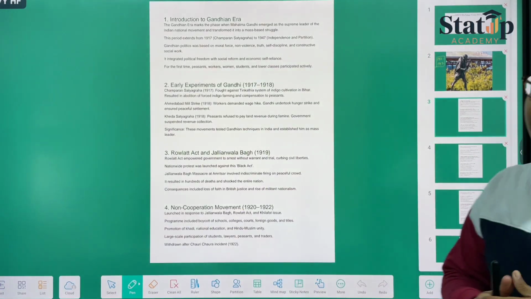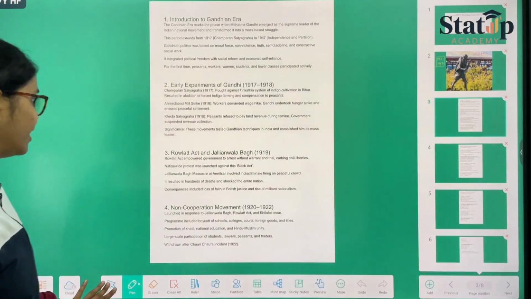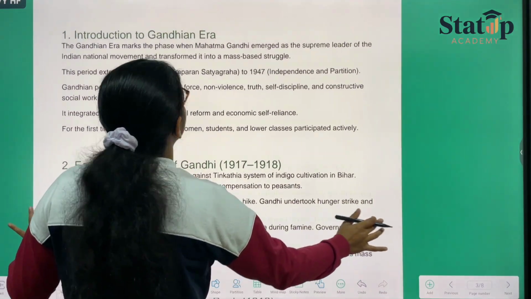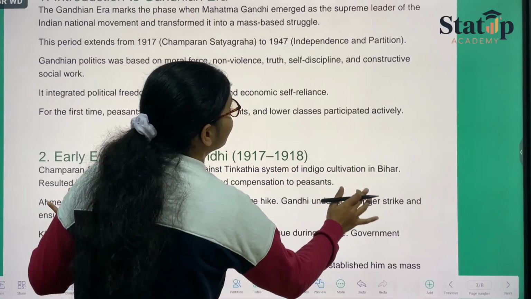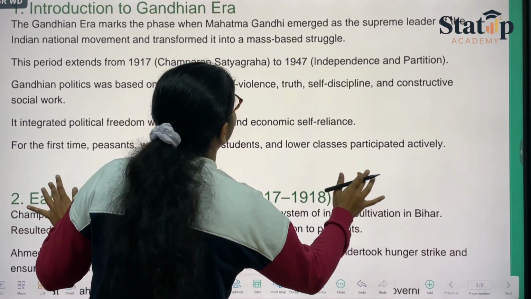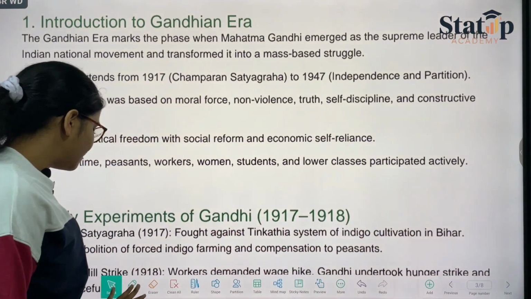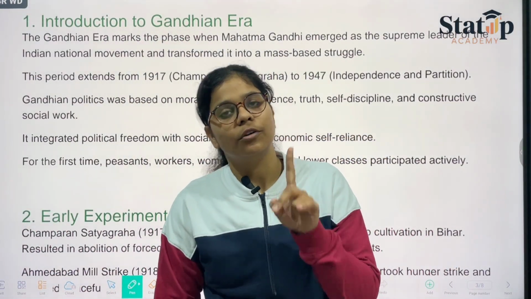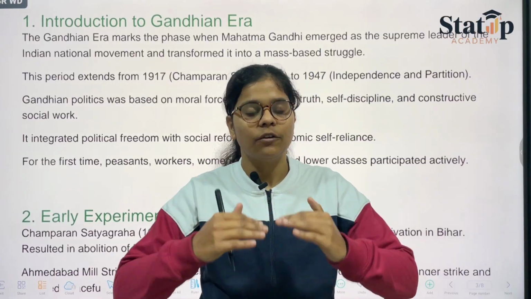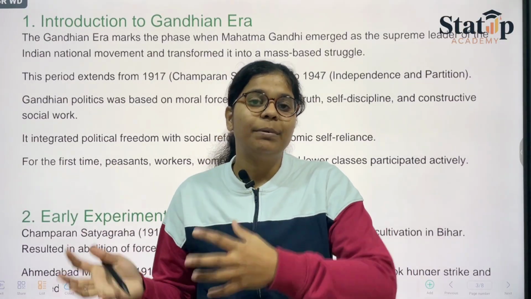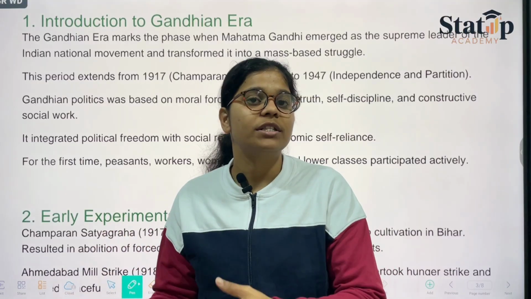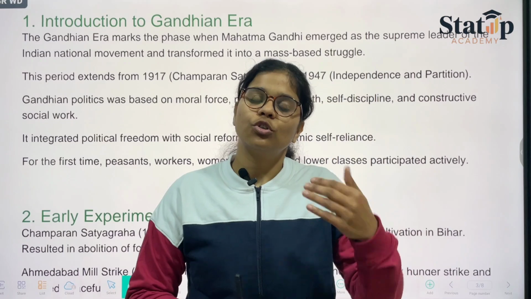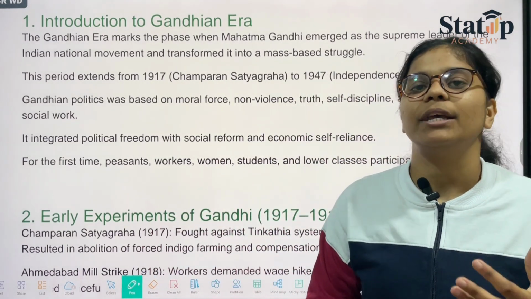Main topic starts with the introduction. What is basically the Gandhian era? It is nothing but the stage when Mahatma Gandhi came to India and he became a supreme leader. How did Mahatma Gandhi become a supreme leader? He became a supreme leader because he followed two policies. First of all, non-violence, and second was the involvement of the mass. Once a high amount of public was involved in the movements, that means they supported the movements that he wanted. So that became the mass movement, and that's why he became the supreme leader.